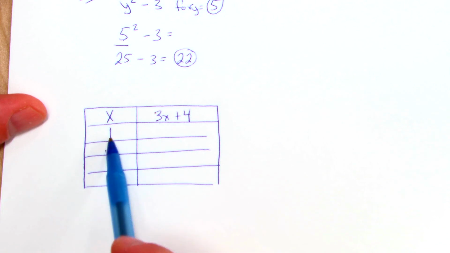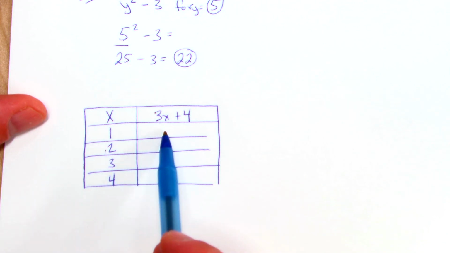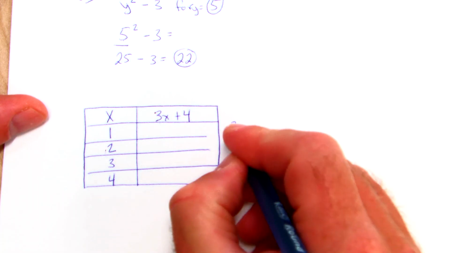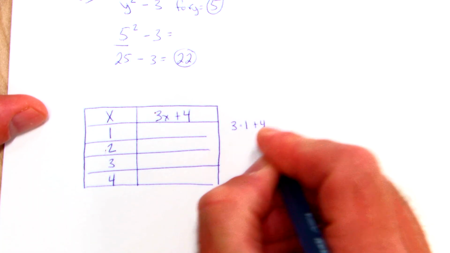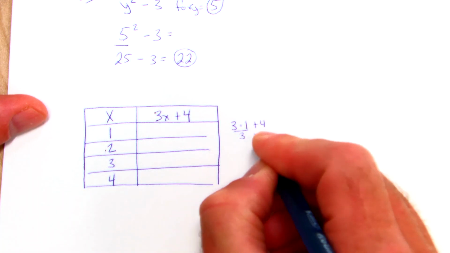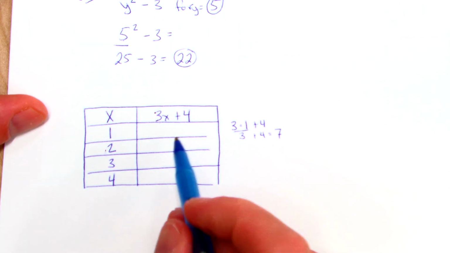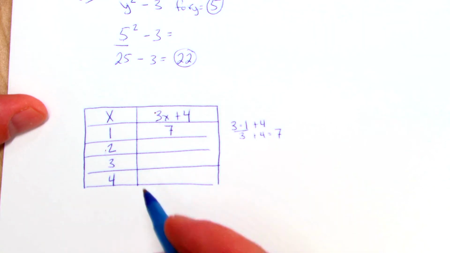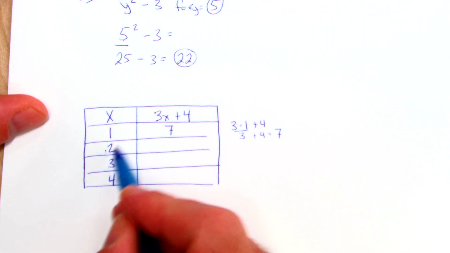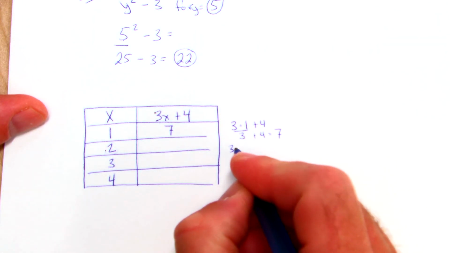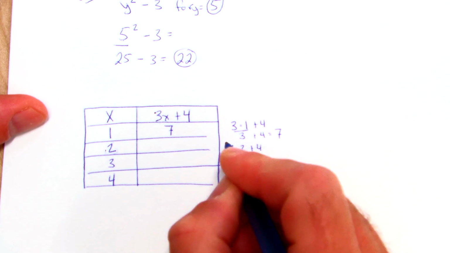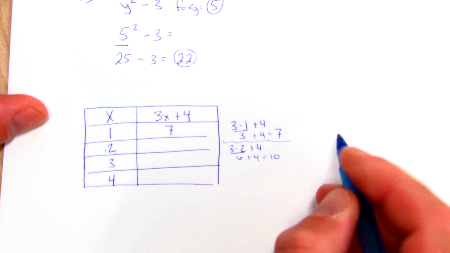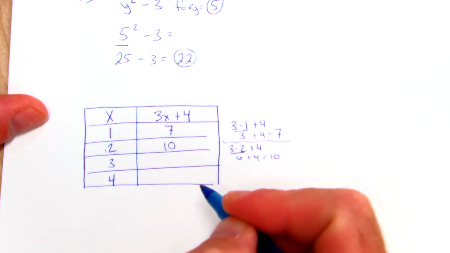Now every time we change our variable, we're going to change our output. So let's start out by substituting our 1 in for our variable x. So 3 times 1 plus 4. 3 times 1 is 3, plus 4 is 7. So our output is a 7. And we just repeat that process. So now substitute our 2 in for the variable. 3 times 2 plus 4. Multiplication first. 6 plus 4 is 10, so our output is 10.